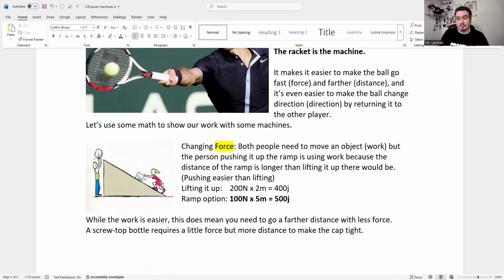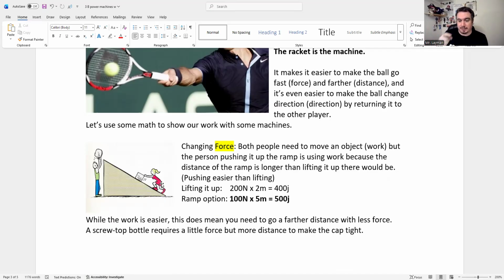Granted, I can see that with the ramp option, if I'm lifting the thing and I only need to move it 2 meters, it's shorter. But in this case, the work itself per second is going to be easier. It's going to require less power. So here, the total work, oh, you're putting all this extra work in.